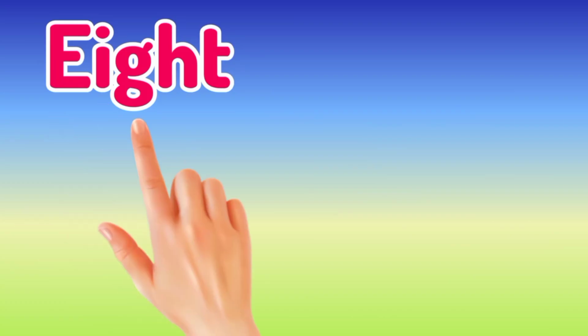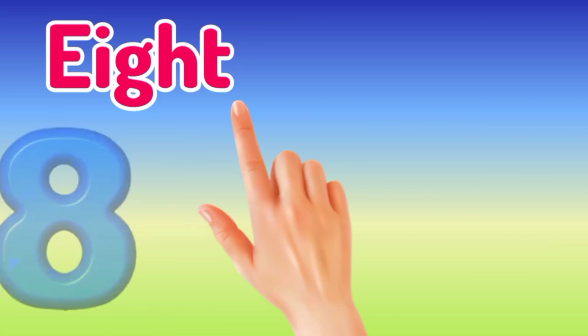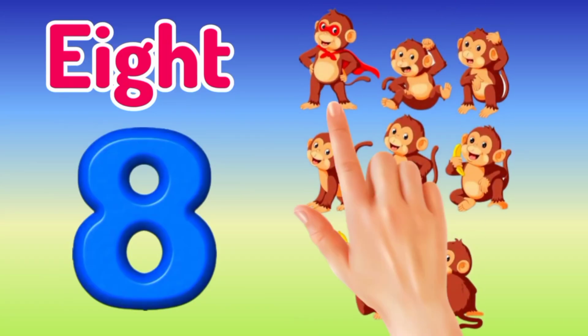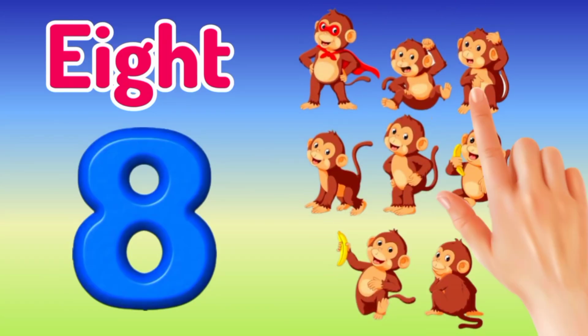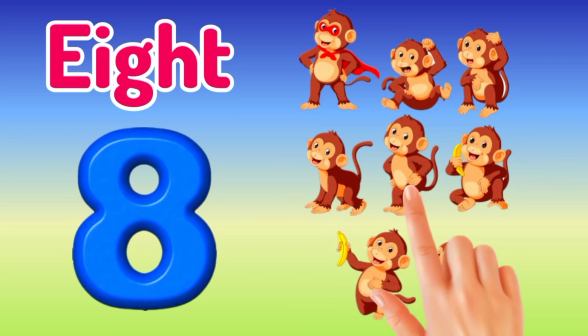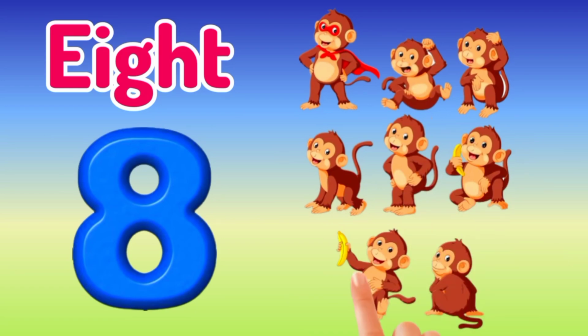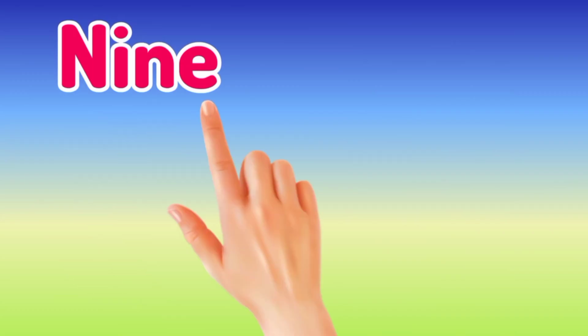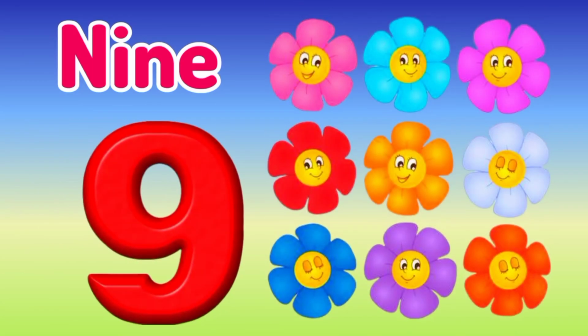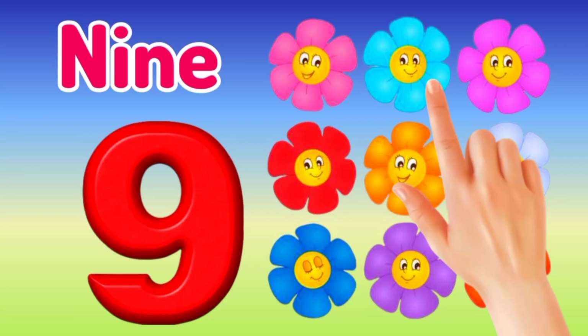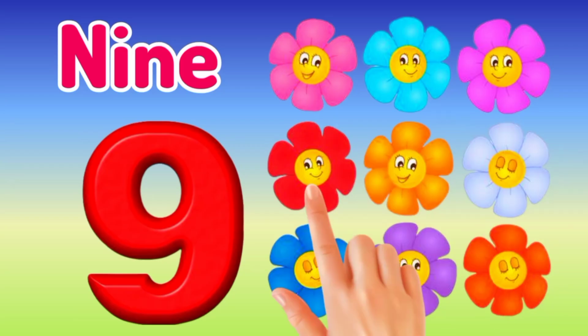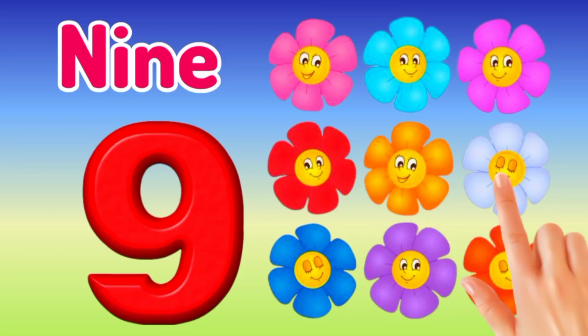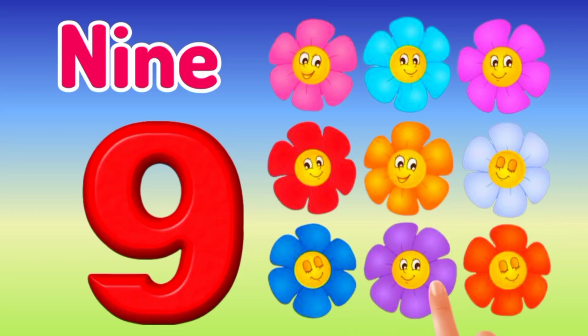E I G H T, 8 monkeys. 1, 2, 3, 4, 5, 6, 7, 8. N I N E, 9 flowers. 1, 2, 3, 4, 5, 6, 7, 8, 9.